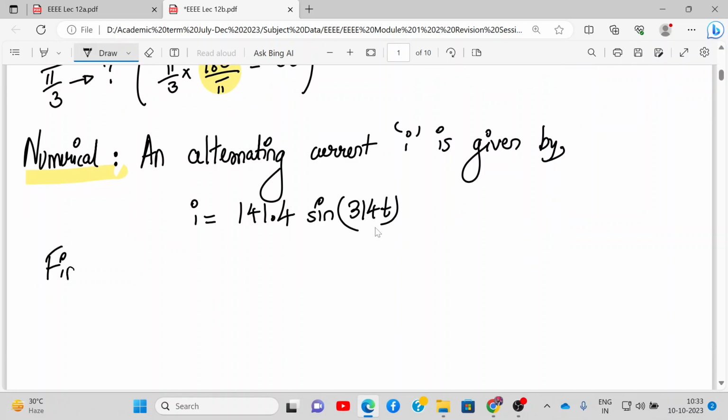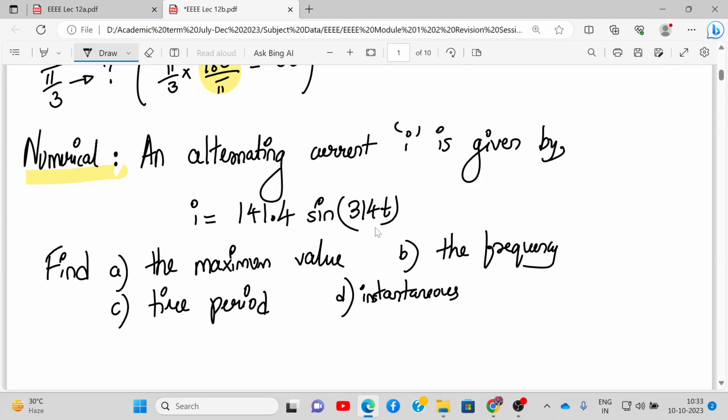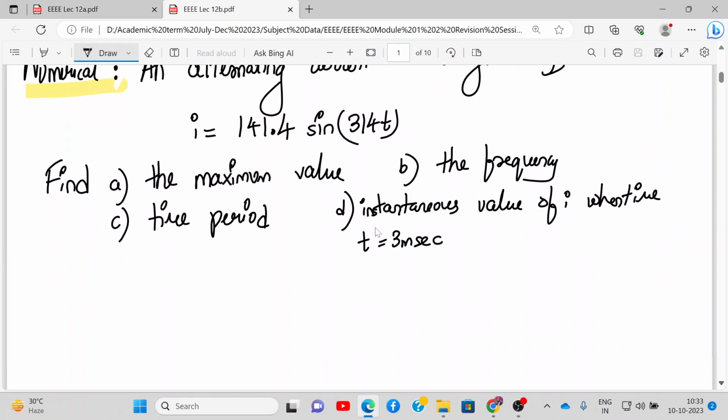We need to find A, the maximum value, B, the frequency, C, the time period, and D, the instantaneous value of I when time t is equal to 3 millisecond. So we need to find the maximum value, the frequency, and the time period.